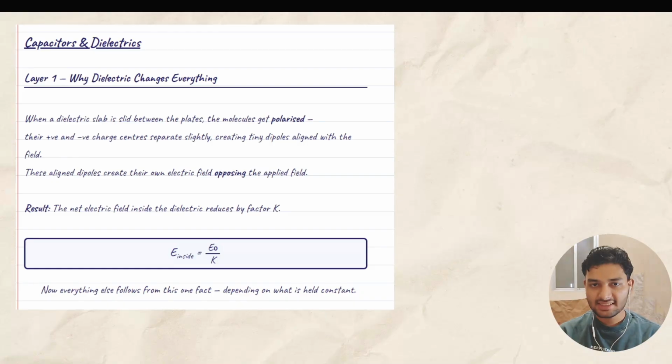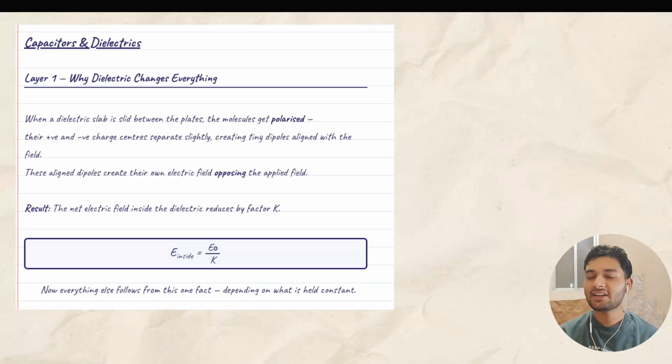But what happens next is that the dielectric also induces some charges within itself. One side might have a plus charge and the other a minus. So there is the applied electric field, and there is another electric field produced by the dielectric. The total actual electric field inside the dielectric becomes E naught by K. That is the equation here.